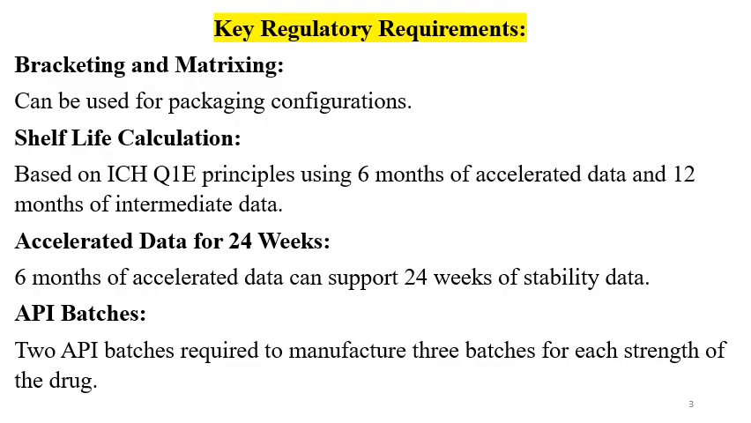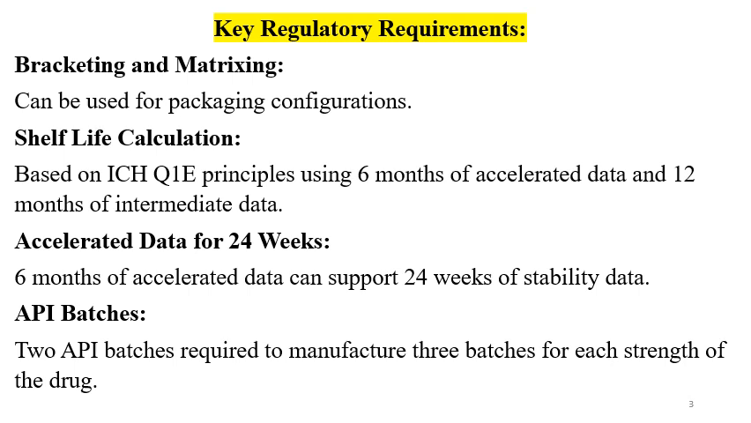Key regulatory requirements: bracketing and matrixing. It can be used for packaging configurations. Bracketing and matrixing is a way to reduce the stability samples and to prove that the in-between packs or in-between batches are meeting the specification if the extreme conditions are meeting, or some matrix samples are meeting the requirements.